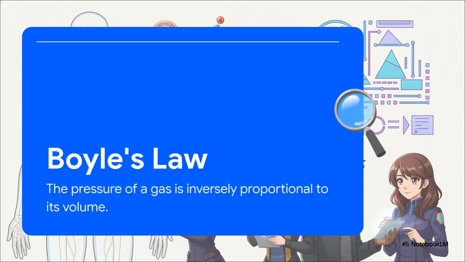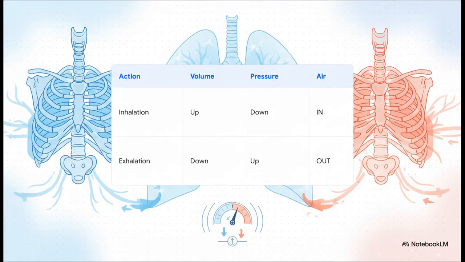And gases will always naturally flow from an area of high pressure to an area of low pressure. Keep this rule in your back pocket because your body literally relies on Boyle's law to keep you alive. Let's look at how our body actually manipulates Boyle's law. During normal inhalation, your diaphragm contracts and flattens out downwards, while the muscles between your ribs pull your ribcage up and out.